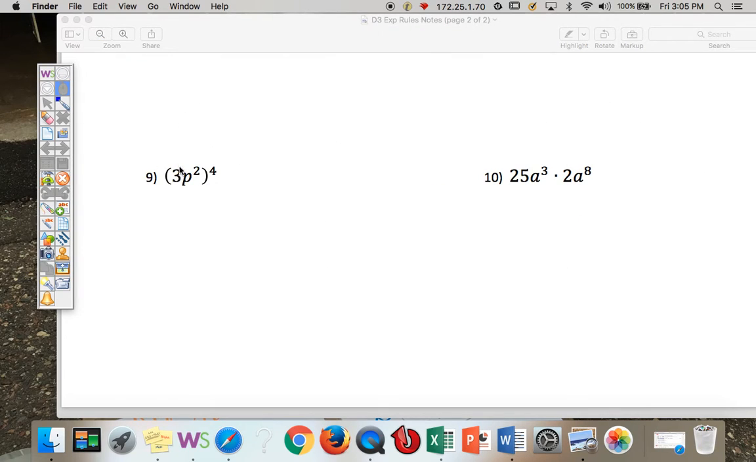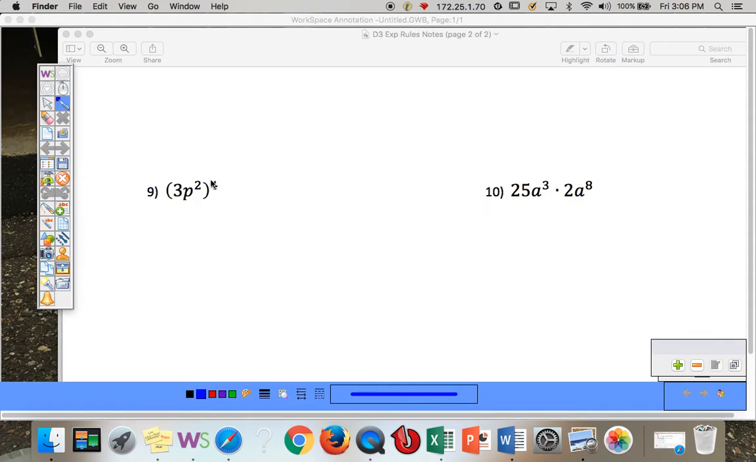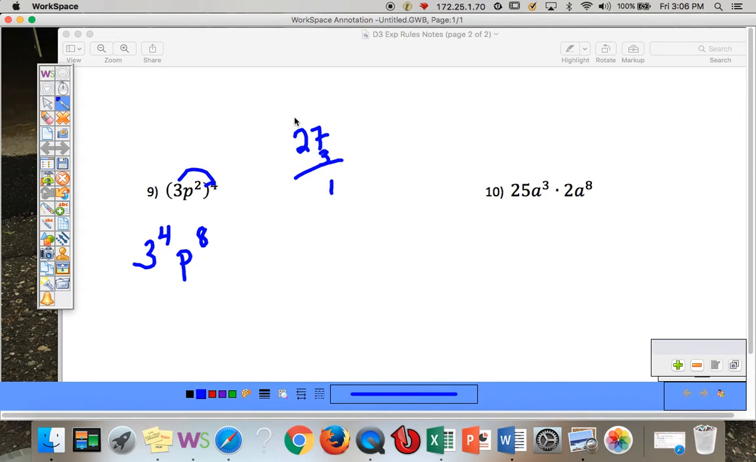All right, the last one, a power to a power. This is 3 to the first power, so we will distribute the 4 to the 3, 3 to the fourth power, p to the, and you multiply the exponents. 2 times 4 is 8. 3 to the fourth power, excuse me, is 3 times 3, which is 9. 9 times 3 is 27. 27 times 3 is 81. So this is 81 p to the 8th power.